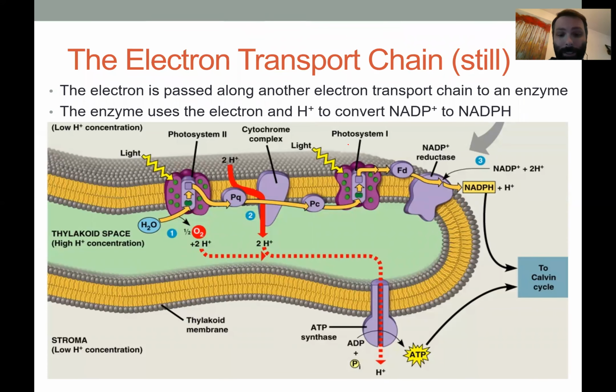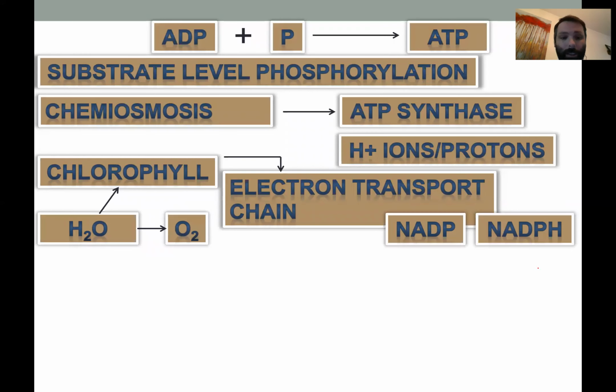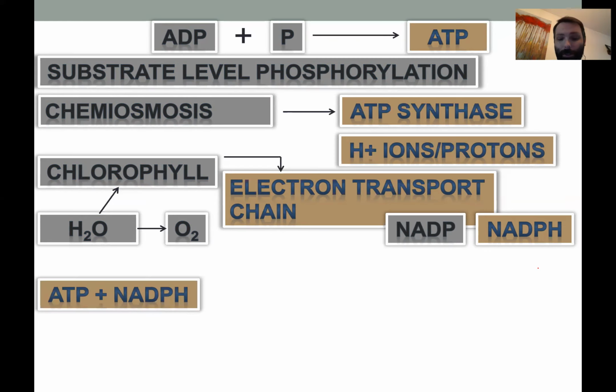So here again is the big overview. All this stuff is now going to go off to the Calvin cycle. And so again, in my concept map I'm looking at just the parts that have to do with ATP specifically. ATP synthase, electron transport chain. All of these things are in the service of making energy molecules.